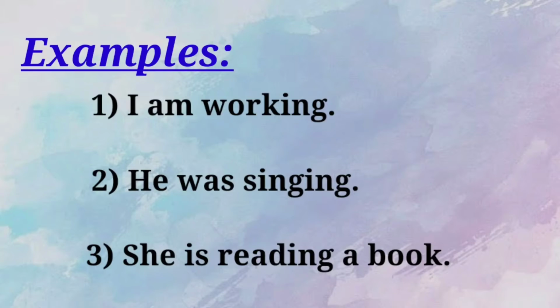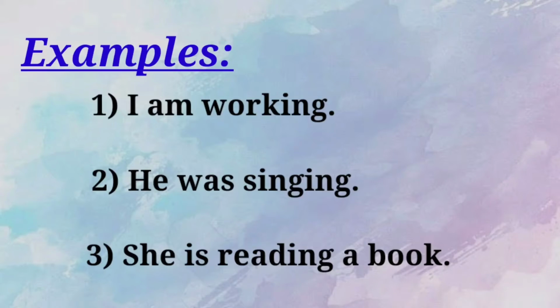Now look at the second question. He was singing. So here, he is the subject, was is a helping verb and singing is a present participle. Now tell me, why is singing a present participle? Yes, here sing is the base form of the verb and then we have added ing to form the present participle. So it converted into singing.